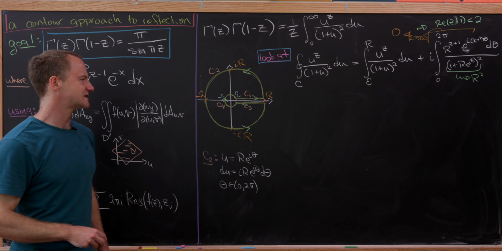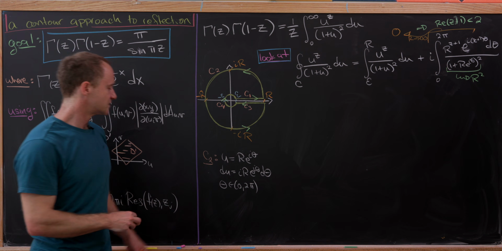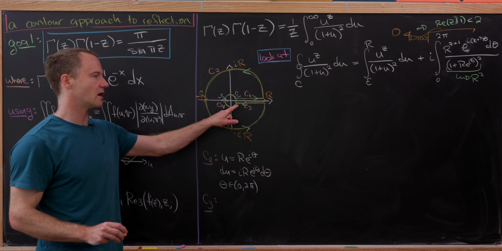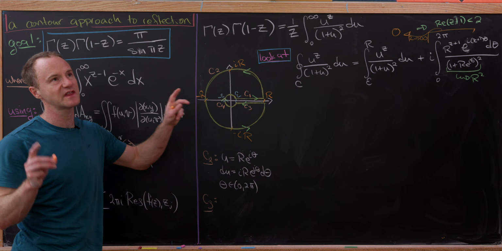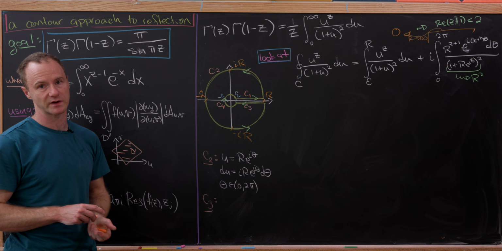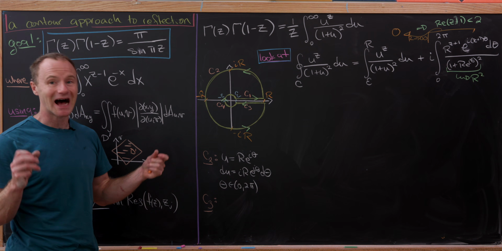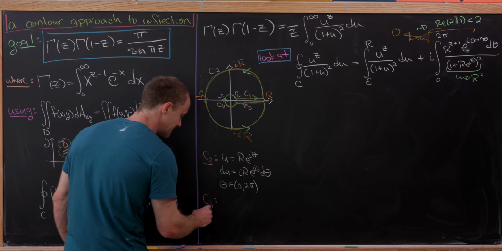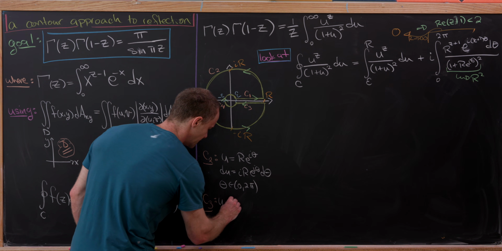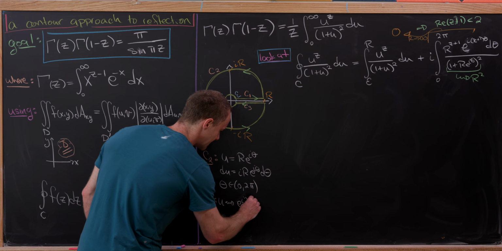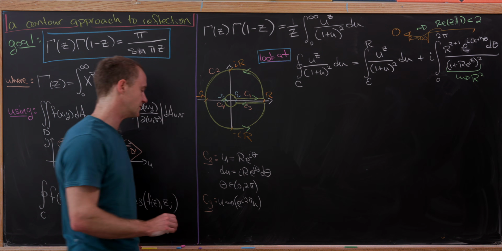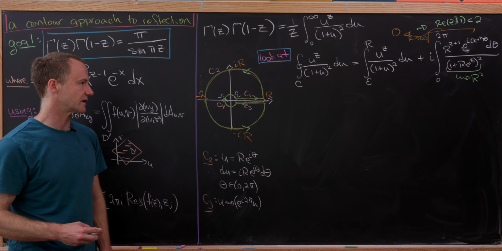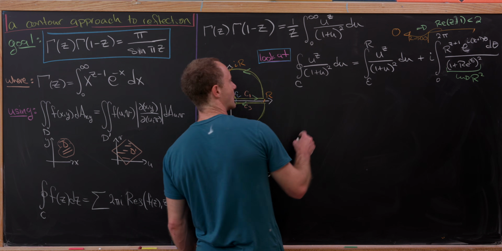Okay, so now let's write what's happening on C3. C3 is this bit of the real axis, which you can think of as being right below the real axis, with a tiny negative imaginary part. So in this case, you would replace u with e to the i 2 pi times u, because you're rotating u around that real axis. Okay, so let's write what that would give us.